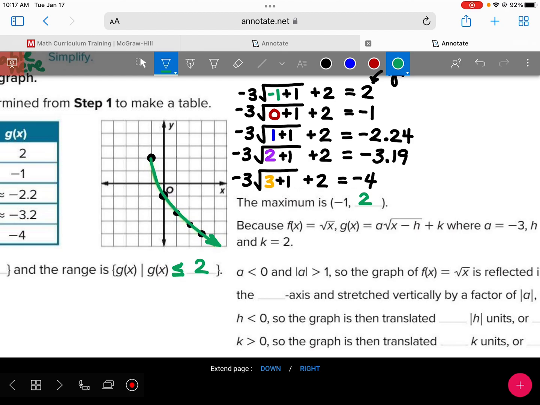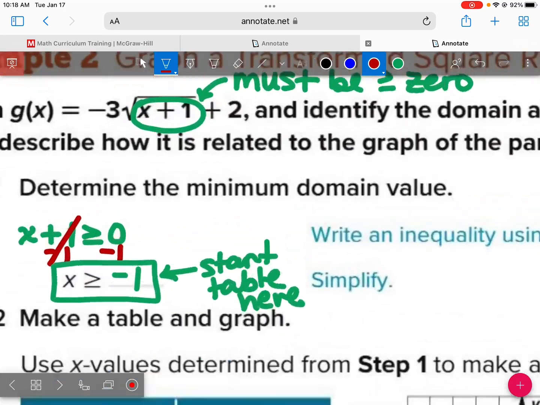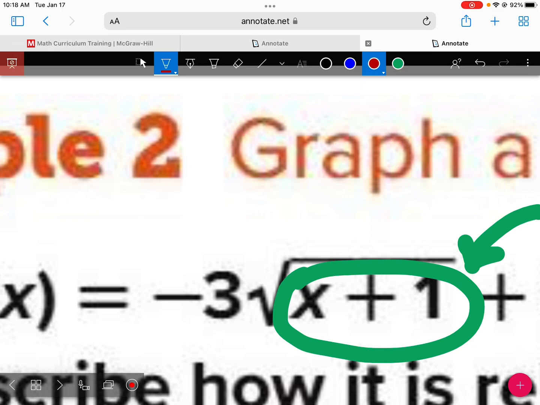Now I want to compare this to the parent. I'm going to try to use some verbal descriptions. They have their own way of writing out a verbal description. I'll show you what I'm looking for, because on the homework I'm asking you to compare and contrast. We have A, H, and K up here in this equation, things that are different from the parent. This first piece is A, that's different from the parent.